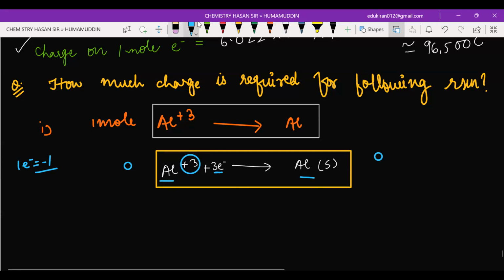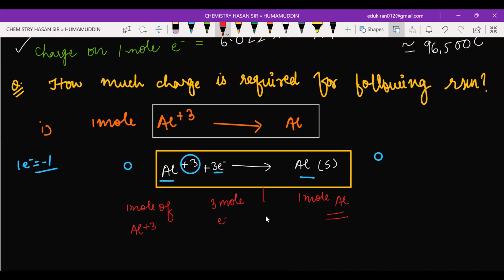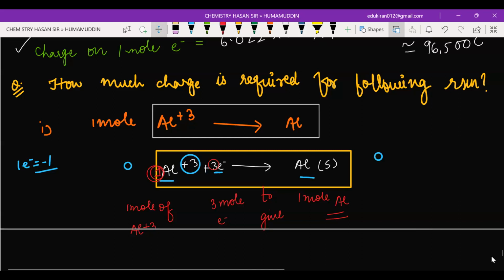And now we are going to use the stoichiometry method. 1 mole of Al+3 reacts with 3 moles of electrons to give 1 mole aluminium, yes or no? We play with the stoichiometric coefficient. I already discussed the stoichiometric coefficient, yes or no? 1 mole of this reacts with 3 moles of electrons to give 1 mole of aluminium. Are you getting my point? Yes.